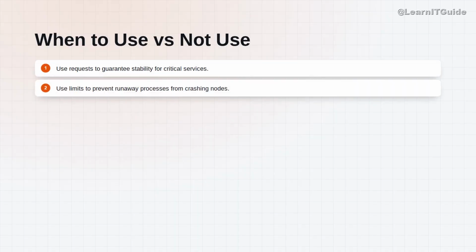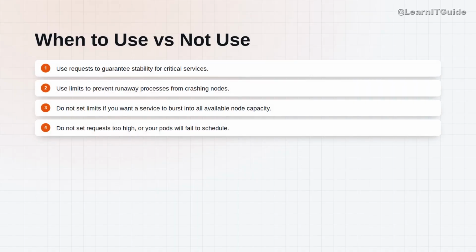So when should you use these? First, use requests for every single production pod to guarantee stability. Second, use limits for every pod to prevent runaway memory leaks. Do not leave limits blank if you care about node health.